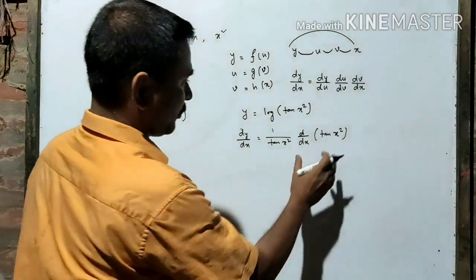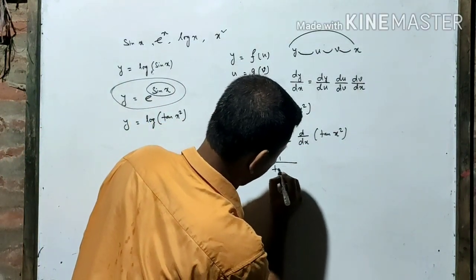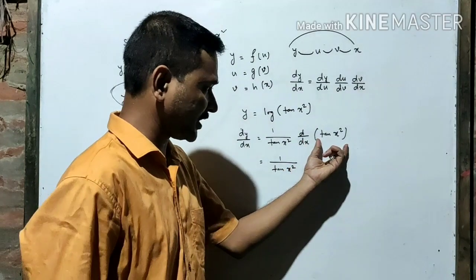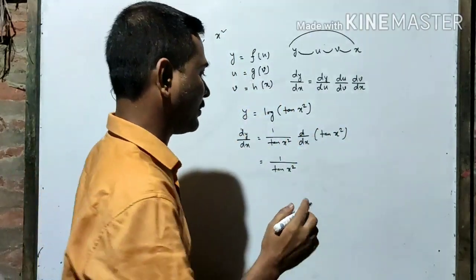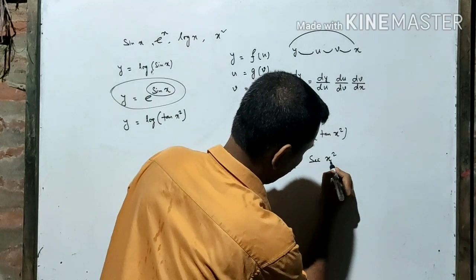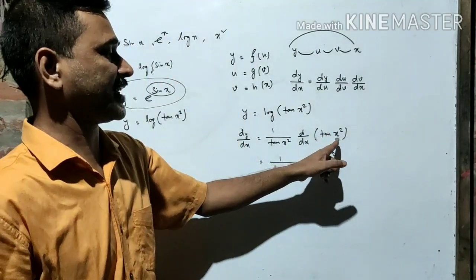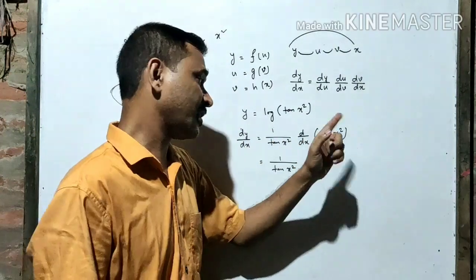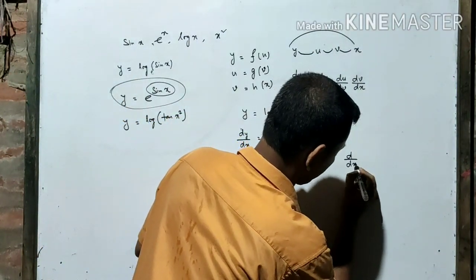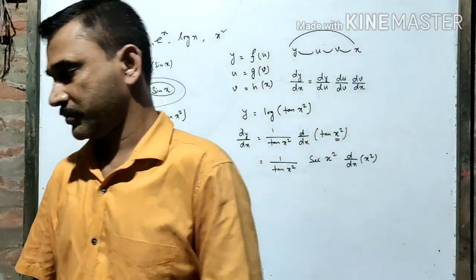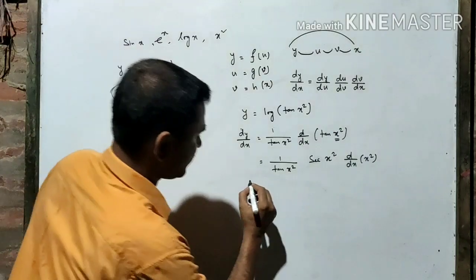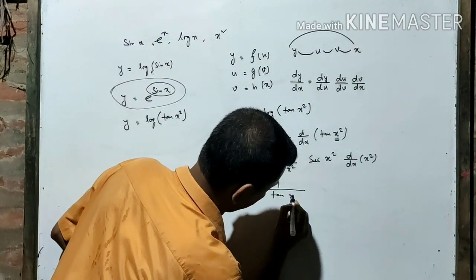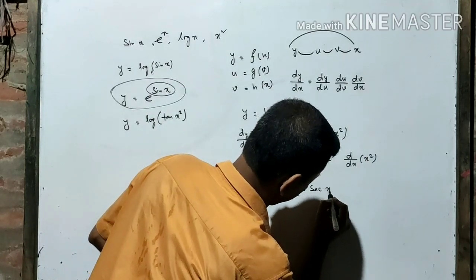Now we will differentiate this one, which is equal to 1 by tan x square. To differentiate this part, we will treat this as tan x. What is this function? This is the tan x function, and the derivative of tan x is sec x square. What is in place of x here? In place of x there is x square, which is not direct x but a function of x. So its derivative will be multiplied here. This is equal to 1 by tan x square into sec x square.